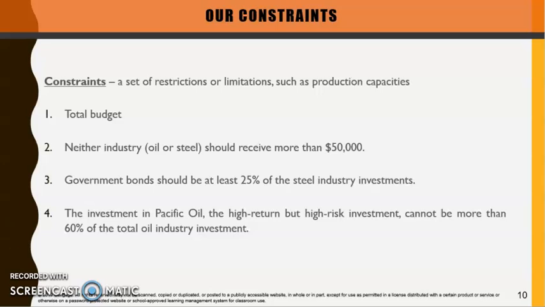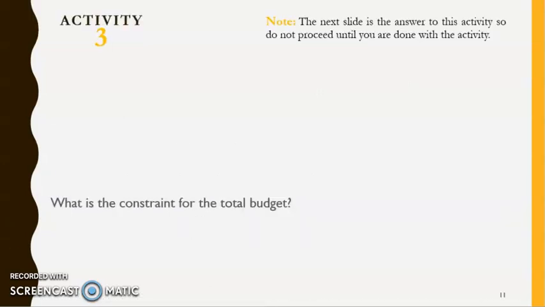So the first constraint that we are going to tackle is, what is the constraint for the total budget? Pause it, think on this, think on the constraint, and write it down before you check the answer.